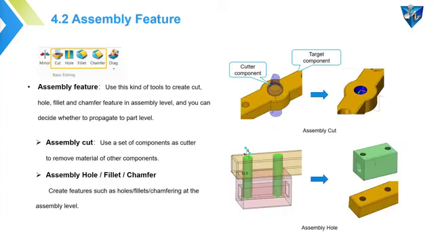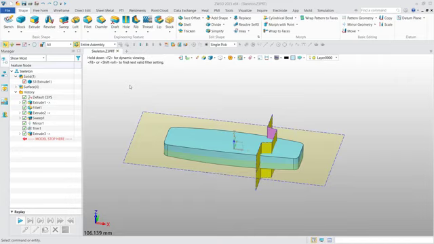And finally, I'm going to show you assembly feature. Use this kind of tools, we can create assembly cut, assembly hole, assembly fillet, and also assembly chamfer. And you can decide whether to propagate to part level. Okay, now let's move over to ZW3D to show you more details. Okay, next I'll show you how to create top-down design in ZW3D.